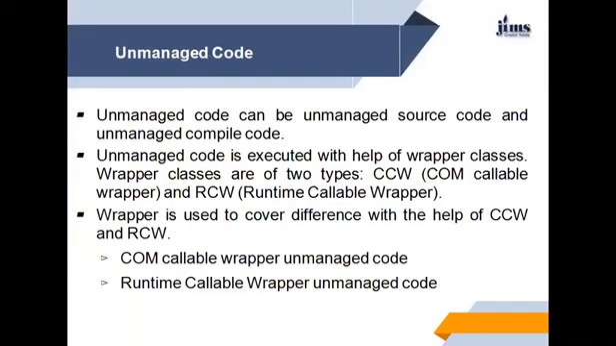Unmanaged code can be unmanaged source code and unmanaged compiled code. Unmanaged code is executed with the help of wrapper classes. Wrapper classes are of two types: CCW, that is COM callable wrapper, and RCW, that is runtime callable wrapper. Wrapper is used to cover the difference with the help of CCW and RCW.